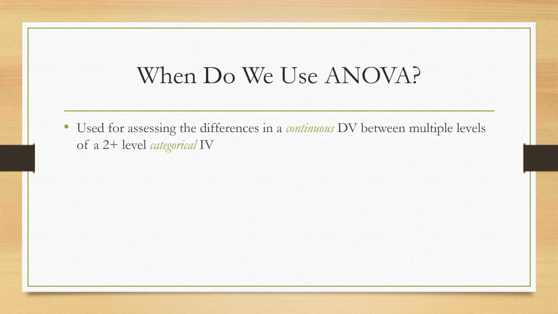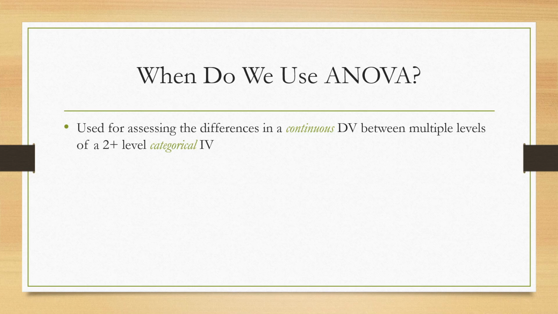So I get a bit ahead of myself here, but when do we use ANOVA? Well, we use ANOVA when we have the continuous dependent variable, and then we want to compare that between multiple levels of a categorical independent variable. And again, we need two or more levels in the categorical independent variable to run the ANOVA analysis. Now, when I say two or more levels, recall that when I have a categorical independent variable, a factor, the levels are just the number of options.